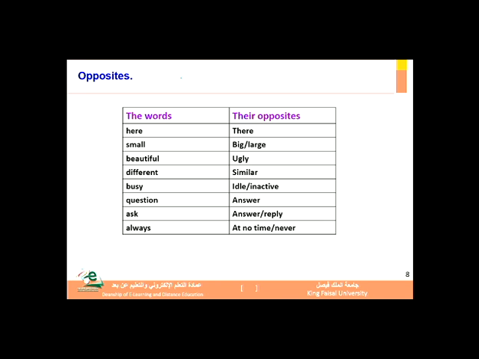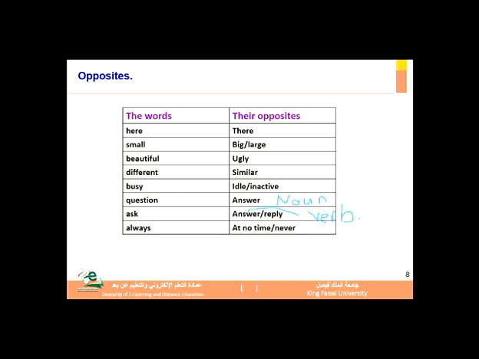Question is basically the opposite of the word answer. So question, su'al, answer, jawab. Now sometimes we have the verb ask, which is to ask a question, yas'al su'alan. The opposite of the verb is the same word answer, but here the word answer is used as a verb, yas'al, yujib. So answer sometimes can be a verb and can be a noun. In this particular example, the word answer is clearly a noun, while in this example, answer is clearly a verb.